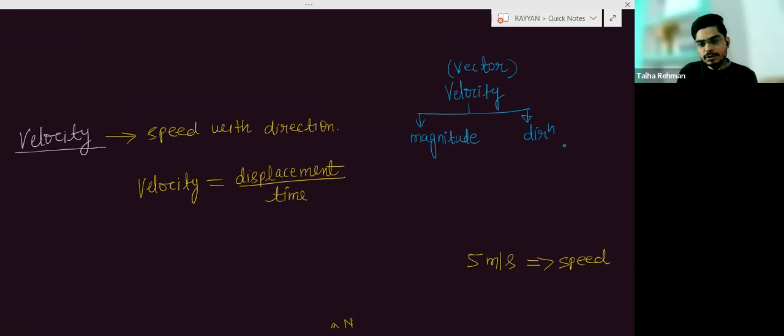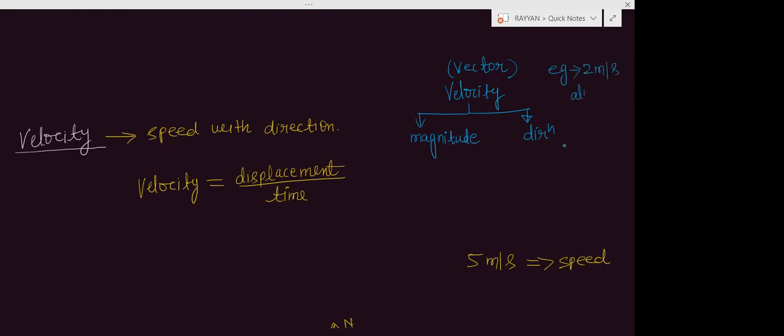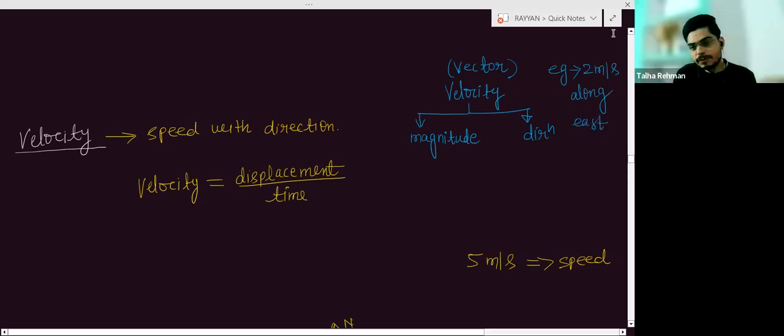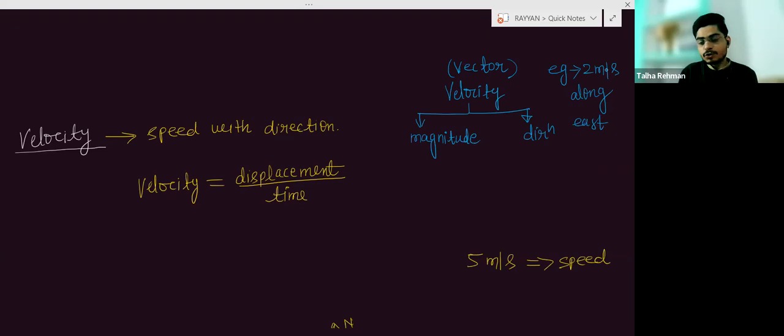Magnitude is basically, take one example. Suppose the example is 2 meter per second along east. The magnitude will be 2 meter per second. Magnitude means the numerical value. So 2 meter per second, and the direction is east.